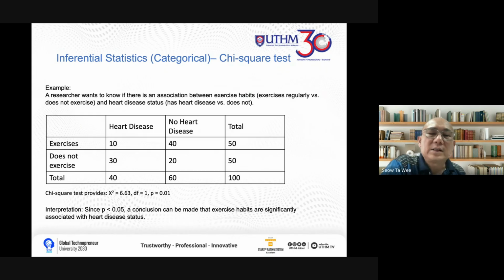The chi-square test provides X² equal to 6.63, df equal to 1, and p equal to 0.01. Interpretation: since p is significant, less than 0.05, a conclusion can be made that exercise habits are significantly associated with heart disease status.